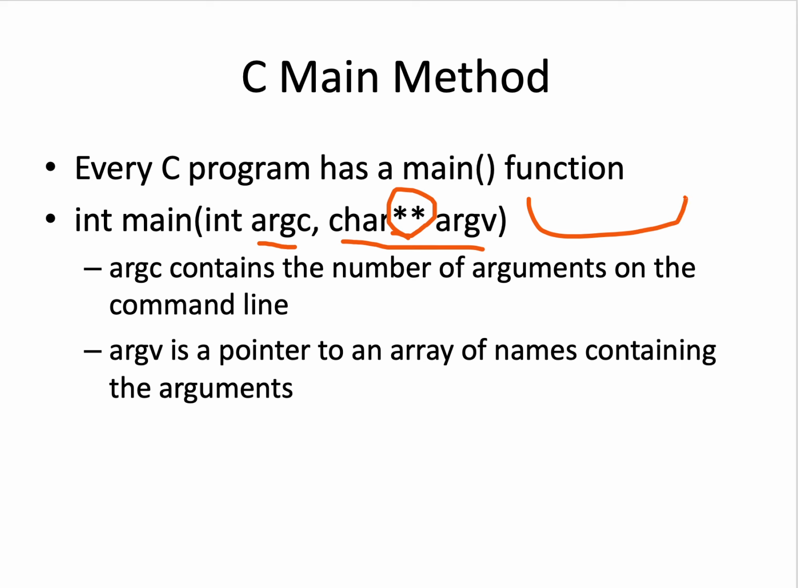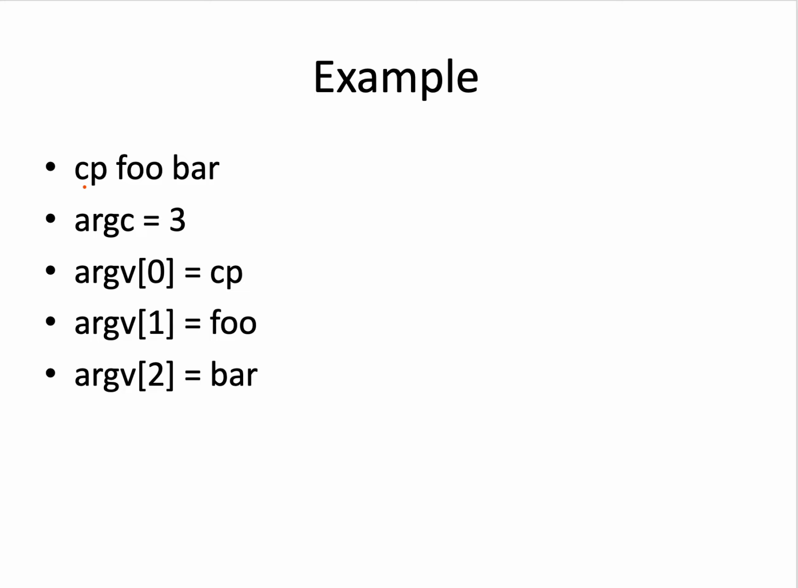So if I visualize basic memory here, we have a pointer here, and this is actually pointing to the pointer, and the pointer ultimately points to an actual place in memory. An example is we have three arguments here. So there are three arguments, and argv[0] is cp, argv[1] refers to foo, and argv[2] refers to bar.